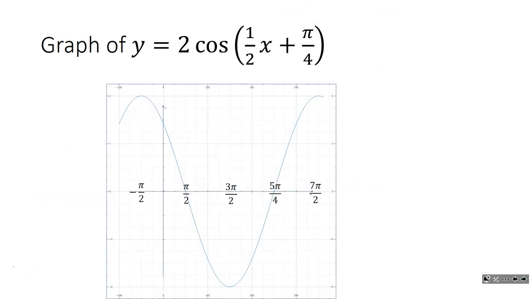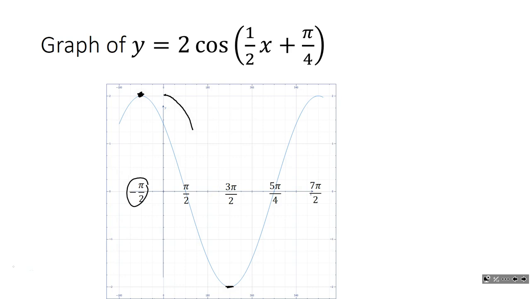This is what results. Notice that since the amplitude is 2, it goes to a height and a depth of 2 and negative 2. Whereas the basic cosine curve would have started here on the y-axis and gone down. Notice instead we're starting over here, which is corresponding to minus pi over 2. So that is our phase shift.